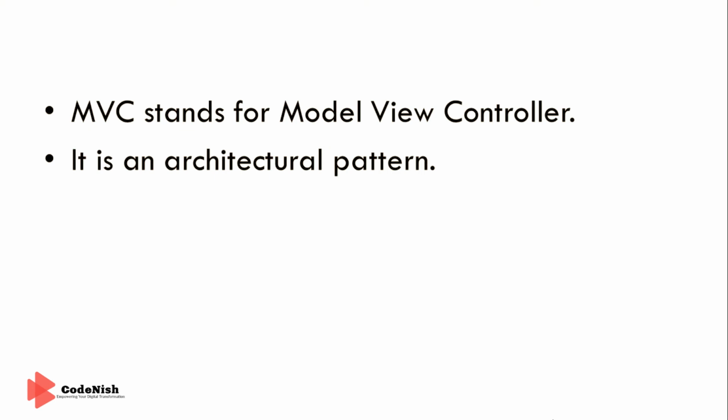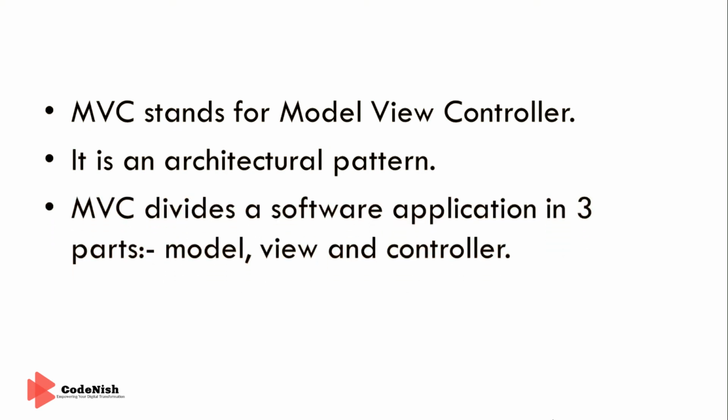For example, normal design patterns are used for solving specific technical problems in our application, whereas an architectural pattern is used for solving larger architectural problems. So it basically affects the entire architecture of our application. Then MVC divides a software application into three parts: model, view, and controller. This is what we call separation of concerns. Each of these three components has some specific responsibility.